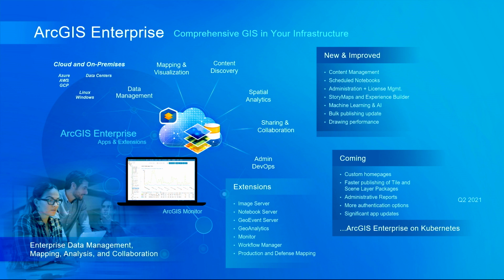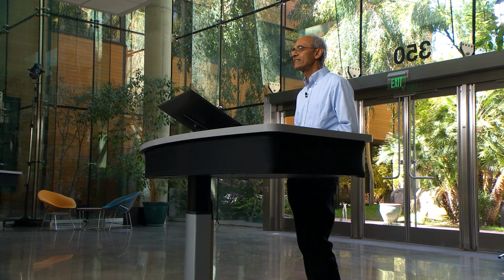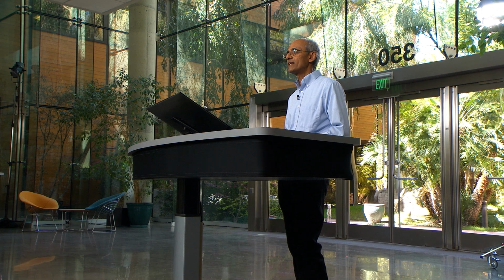ArcGIS Enterprise is a way to implement comprehensive GIS in your own infrastructure. It runs both on-premises, in your own data centers, as well as in the cloud. It provides all of the core GIS functions and comes with a full set of apps and extensions. The latest release of ArcGIS Enterprise has numerous enhancements, including the ability to schedule notebooks and updated versions of popular apps. The next release of ArcGIS Enterprise will be available in May, and it includes enhancements in the areas of administration and publishing, as well as new authentication options, and lots more.